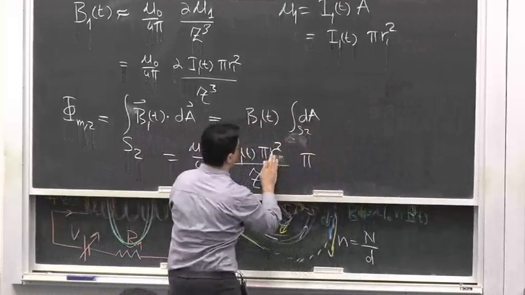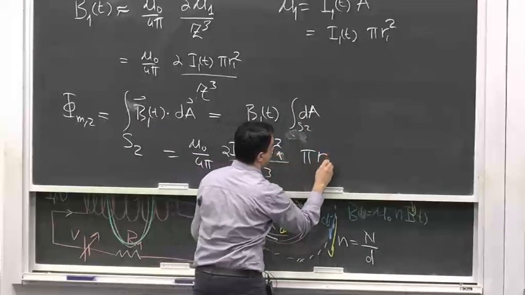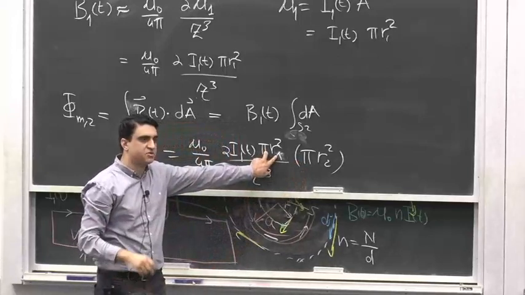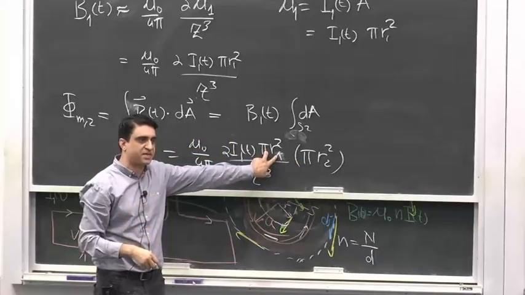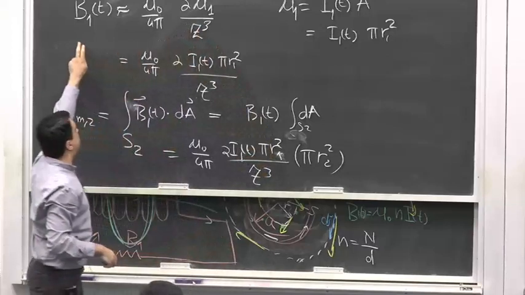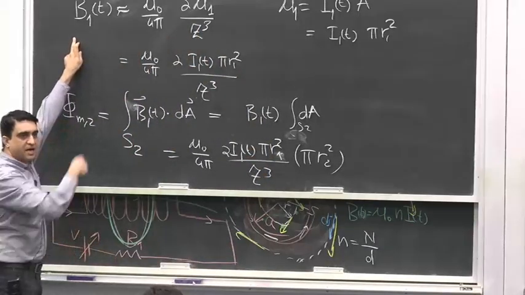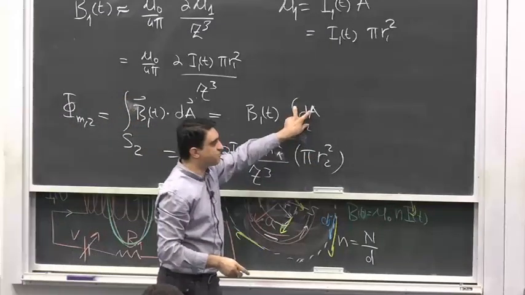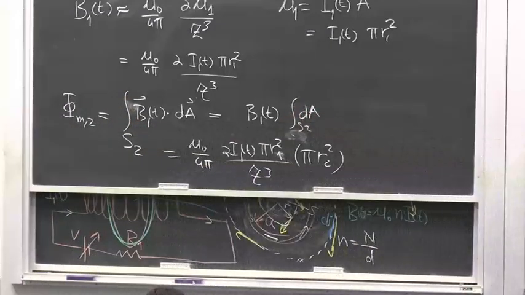This is R1 squared multiplied by pi R2 squared. So this is the area of the first loop, because the area of the first loop gives you the magnetic moment of the first loop, and the magnetic moment of the first loop gives you the magnetic field which is created at the location of the second coil. And this area is coming from this thing, basically the magnetic flux through the second coil.